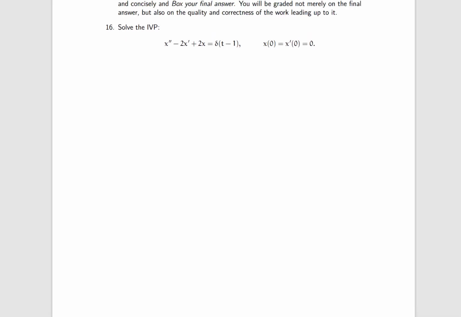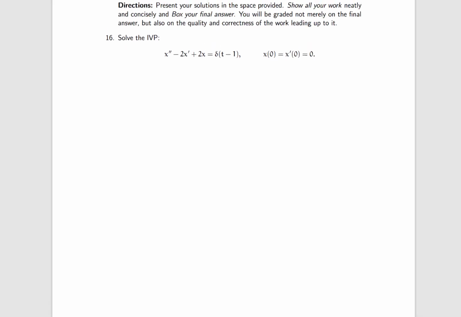Okay, so I'm going to do this one again. I made quite an embarrassing error in the previous one where I found the wrong inverse Laplace transform. Clearly, that was just a silly mistake.